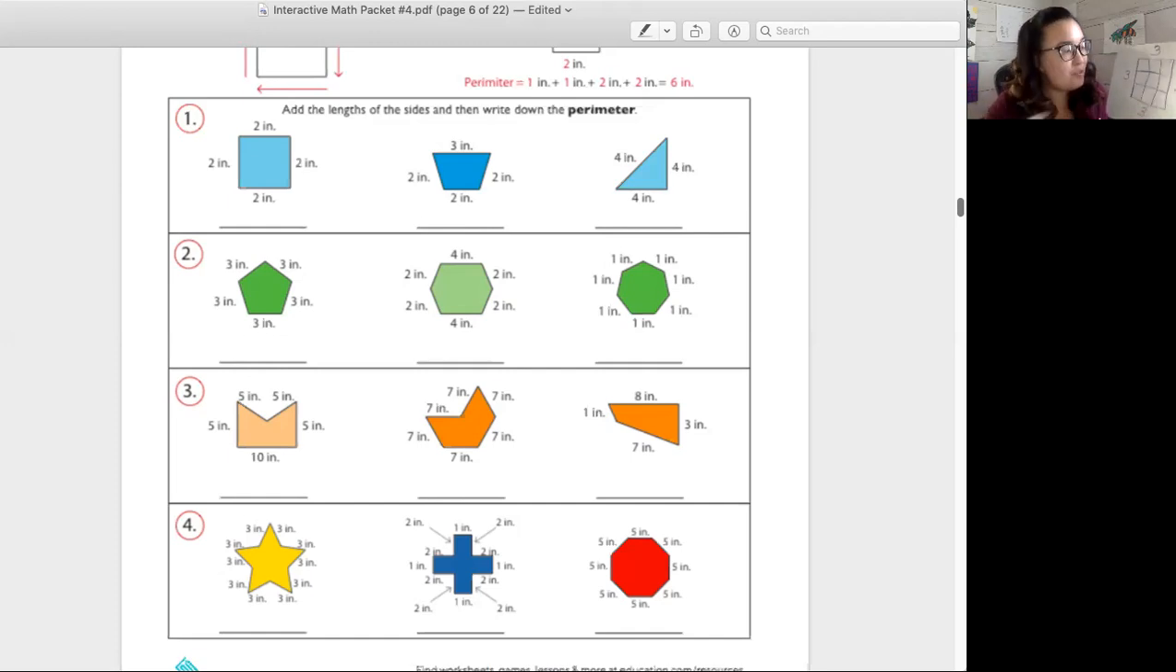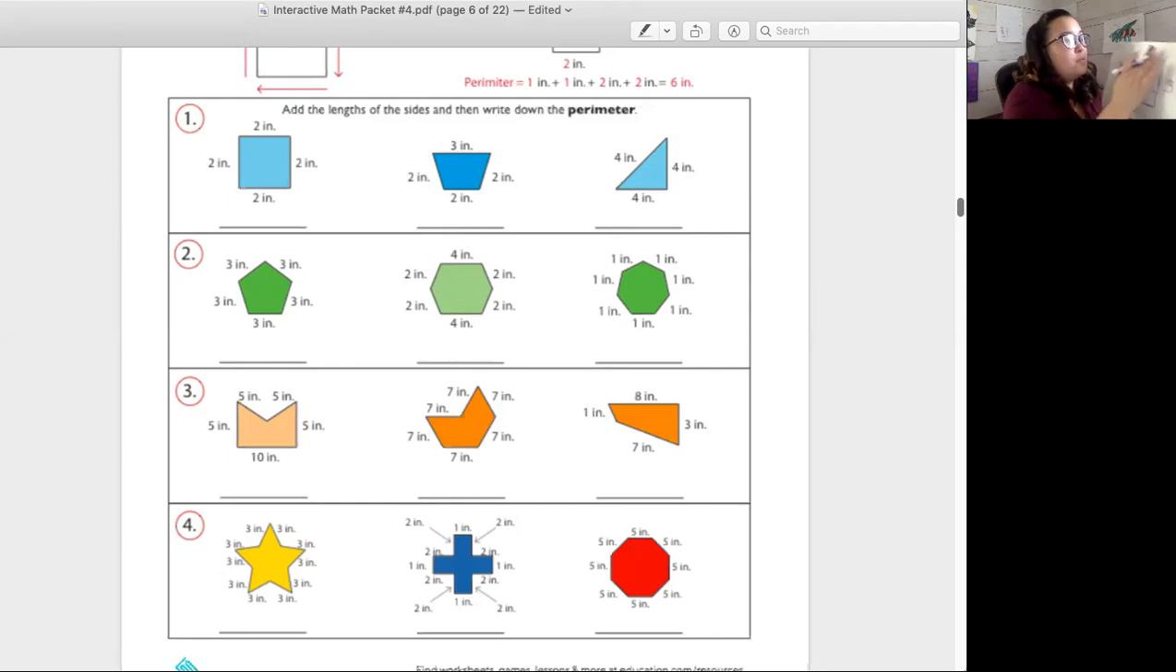Perimeter is, I think, way easier than area, because all I have to do for perimeter is add up all the numbers, and that's my answer. I have to always add up all the sides. If there are 3 sides, I add up all 3 sides. If there are 4 sides, I add up all 4 sides. If there's 10 sides, I have to add up all 10 sides.